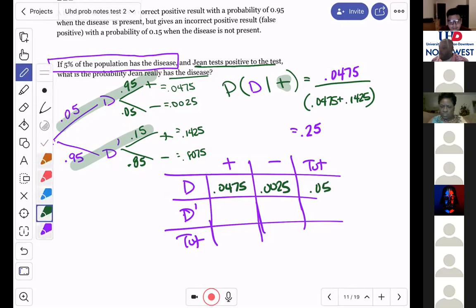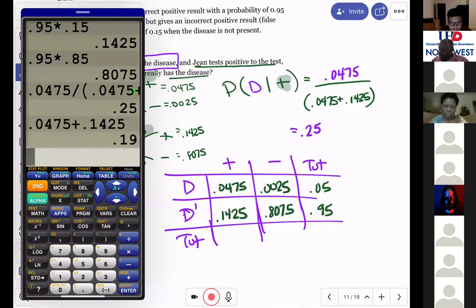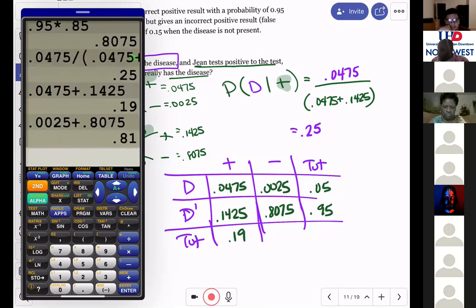The other one, no disease and positive, would be 0.1425. No disease and negative would be 0.8075. Add those up, 0.95. Now, if you add down right here, 0.0475 plus 0.1425, you get the positive rate, which is 19% of your tests that are going to come out positive, right? If you added the other ones, 0.0025 plus 0.8075, the other 81% are going to come out negative.